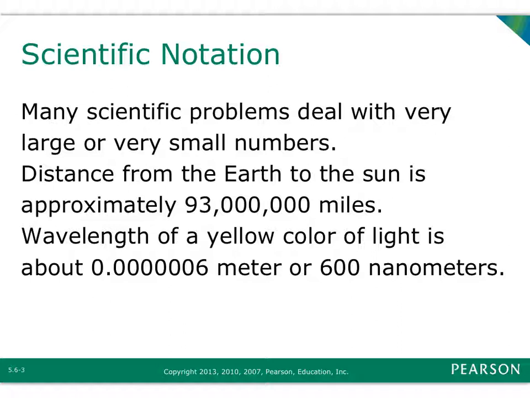So many scientific problems deal with very large or very small numbers. Distance from the Earth to the Sun is approximately 93 million miles. The wavelength of yellow light is about 600 nanometers. To express these numbers a little bit more conveniently, we choose the power of tens to explain the numbers.